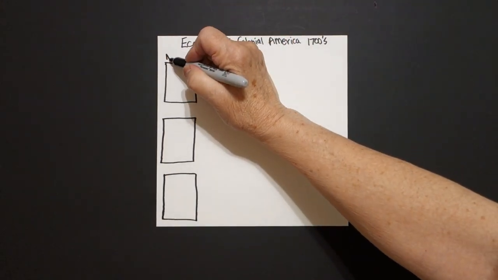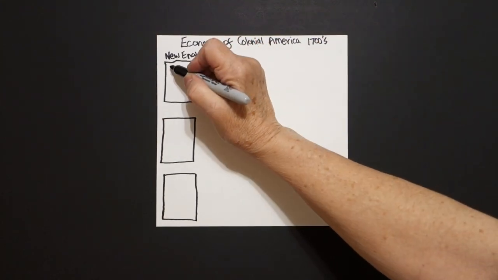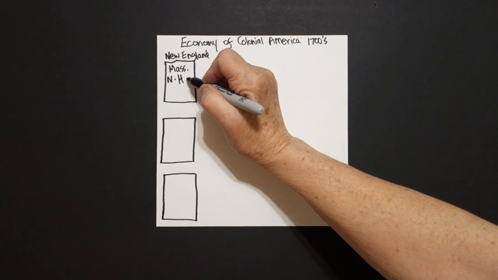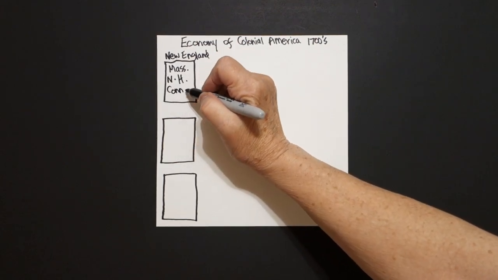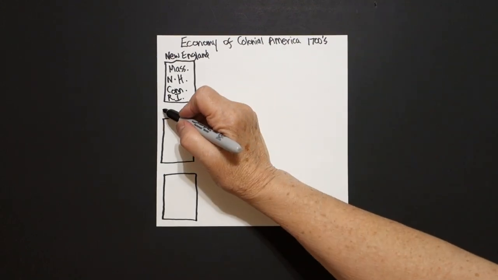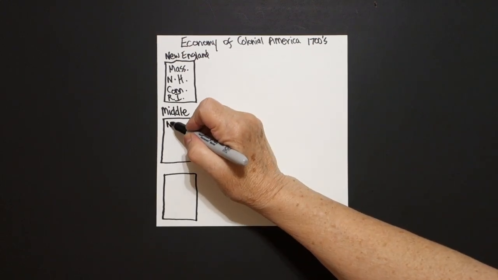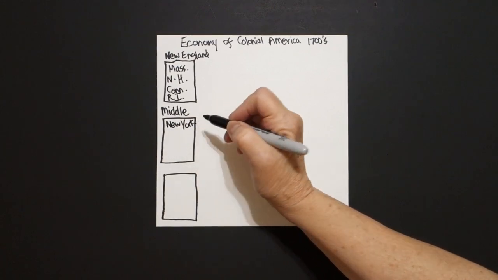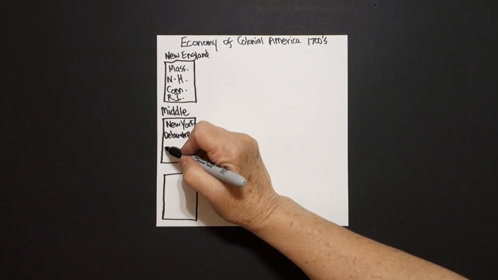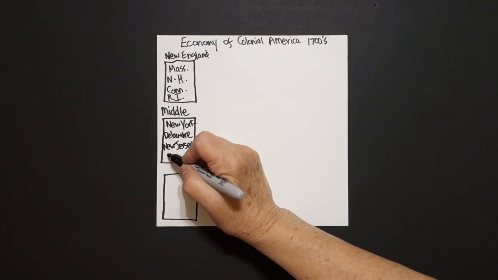The top rectangle is going to be for the New England colonies, and those are Massachusetts. I'm going to do abbreviations on some. New Hampshire, Connecticut, and Rhode Island. Okay? Next, the middle colonies. Those are New York, Delaware, New Jersey, and Pennsylvania.